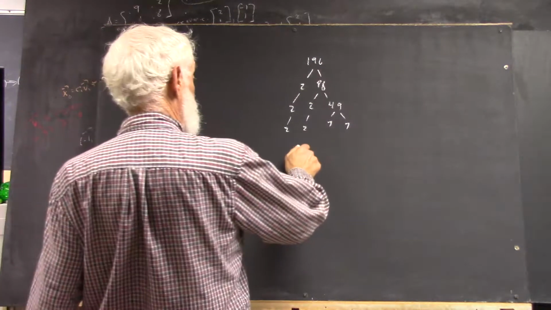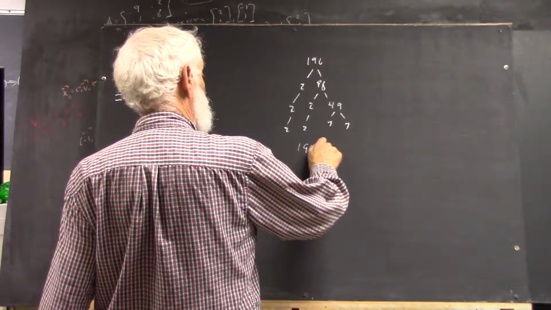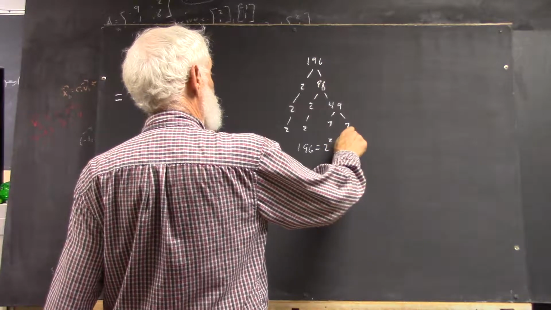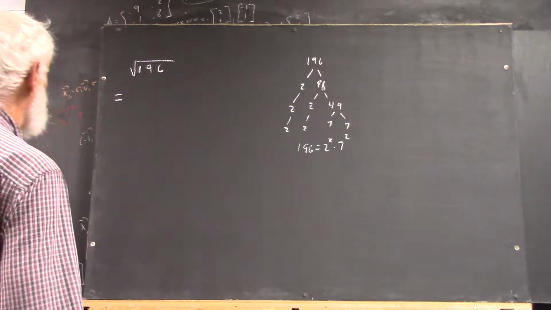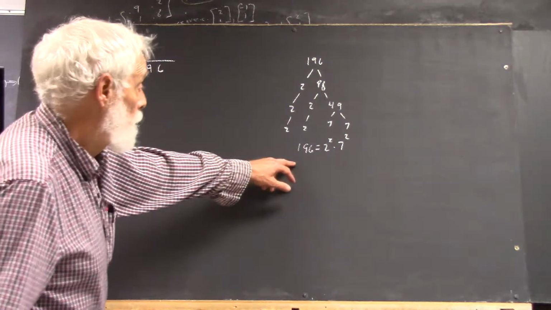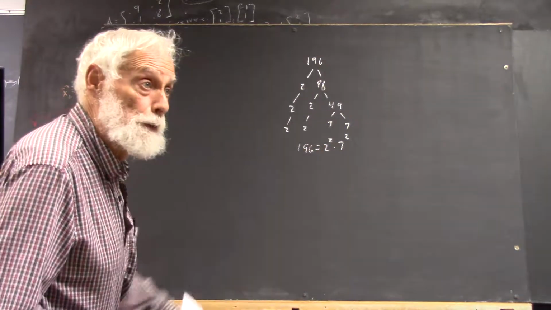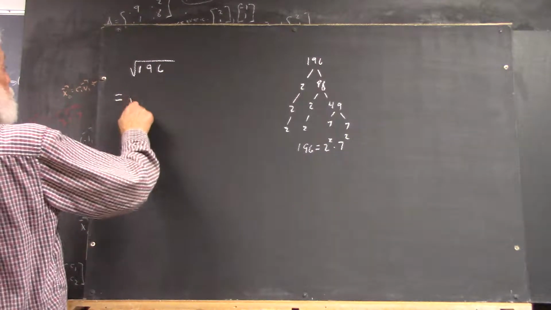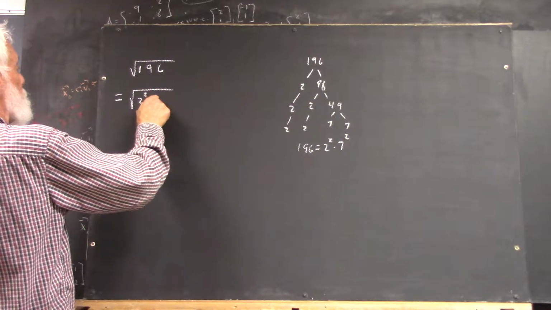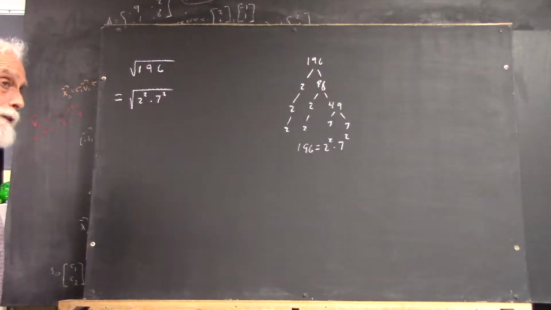Okay, and you also saw that that was 2 squared times 7 squared, right? Okay, so why did we do that? We did that so we can replace 196 with 2 squared times 7 squared. So this is then the square root of 2 squared times 7 squared, okay?